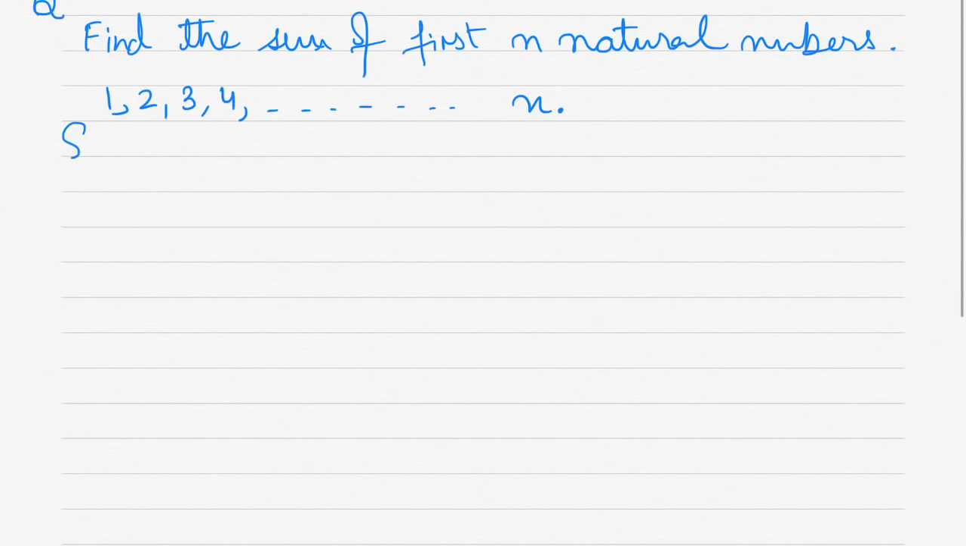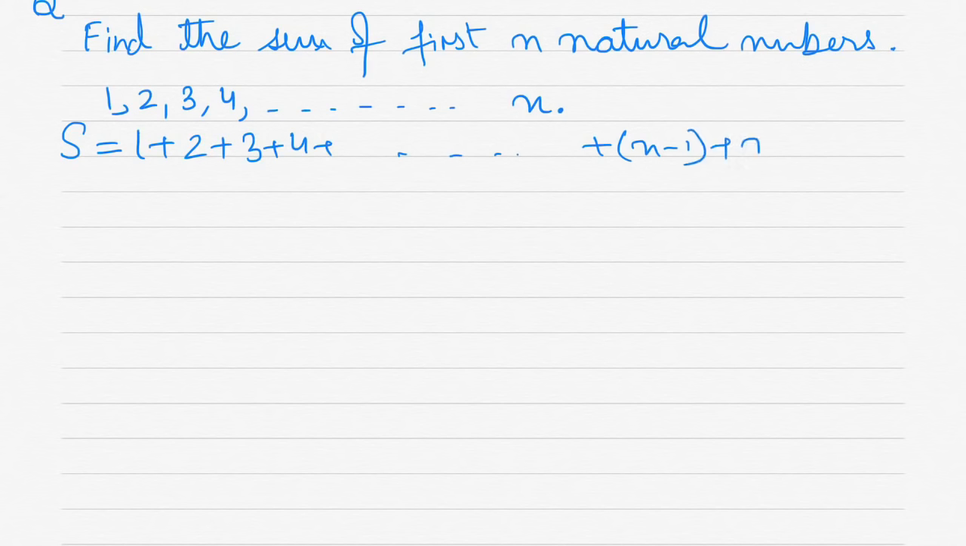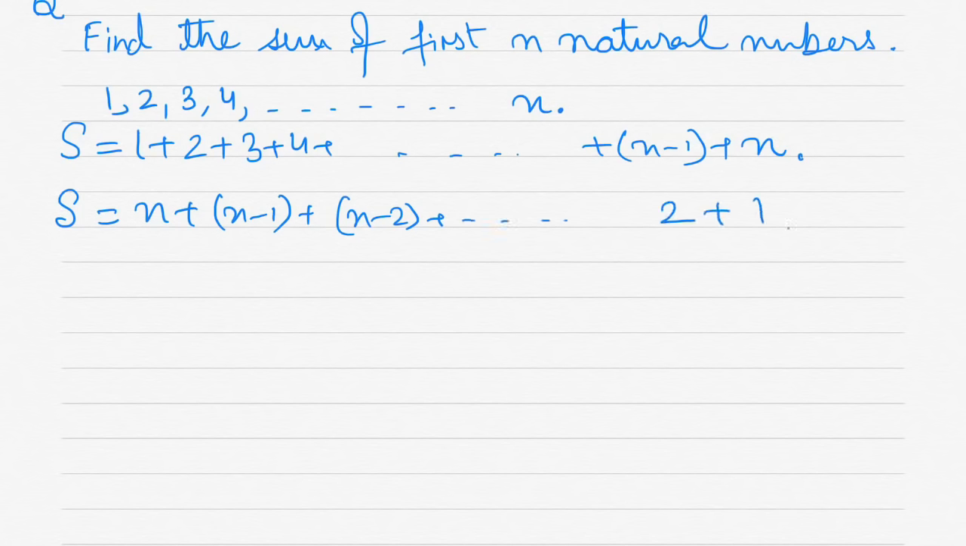Let us say S represents the sum of first n natural numbers. Then S is equal to 1 plus 2 plus 3 plus 4 up to n minus 1 plus n, sum of first n natural numbers. Let us write S again with the same terms but in reverse order, that is n plus n minus 1, n minus 2 up to plus 2 plus 1.